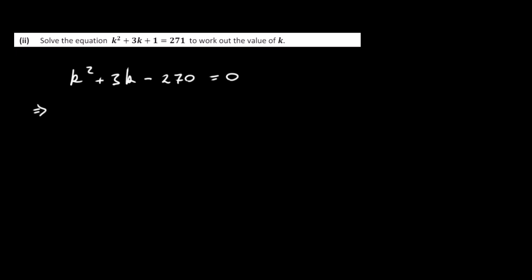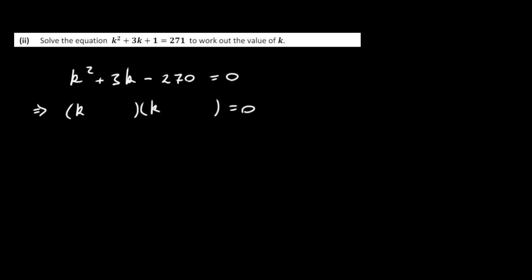Now there are a couple of ways of doing this. You can factorize it directly. They don't say work out the value and give your answer correct to so many decimal places. So I'm assuming that we can factorize this. If you couldn't factorize it, the other way of doing it is just to use the quadratic formula, the minus b formula, and you'll get there eventually anyway.